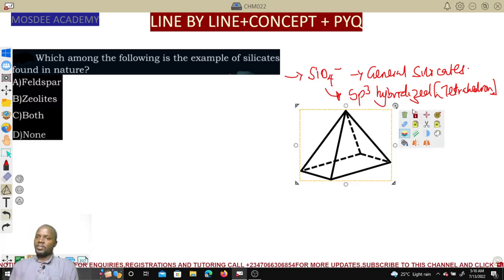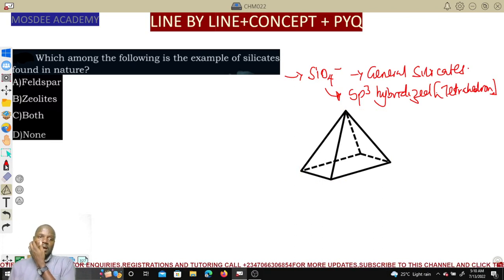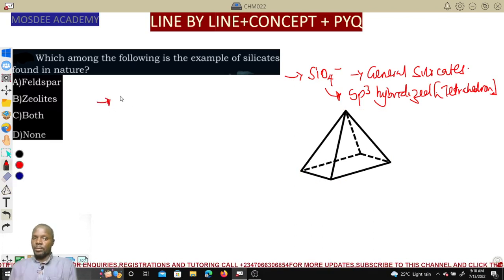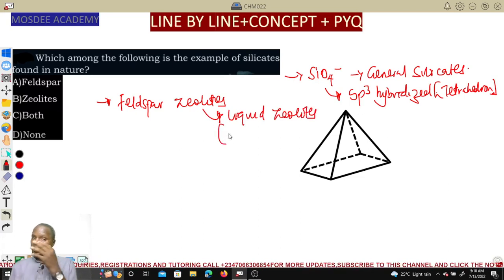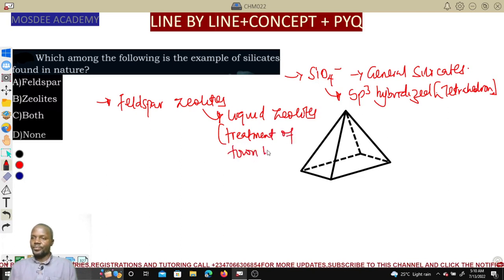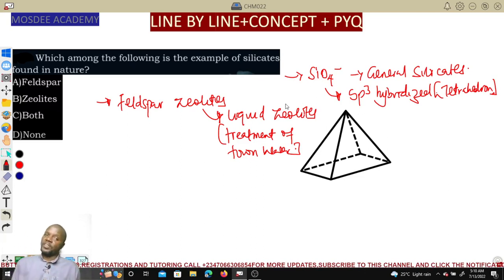This is how the shape of silicates looks. Most silicates are found in nature, for example feldspar and zeolite. You should remember zeolite in the treatment of hard water, the separation of hard water. The zeolite method is the permutit method. So the treatment of water is very important. Zeolite replaces the metallic ions, and it is a type of silicate.